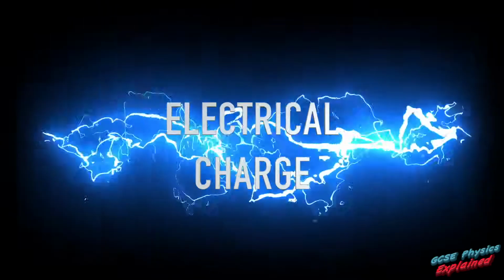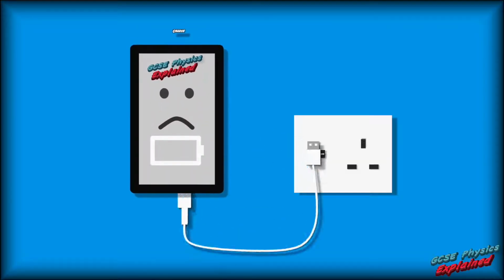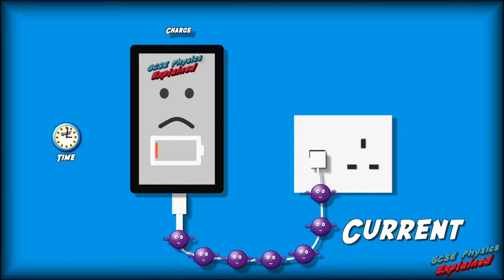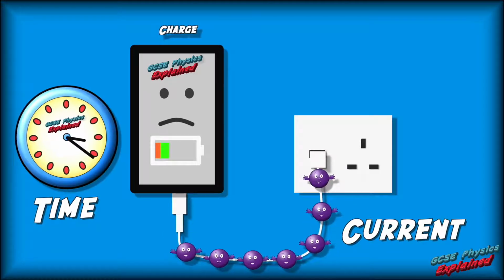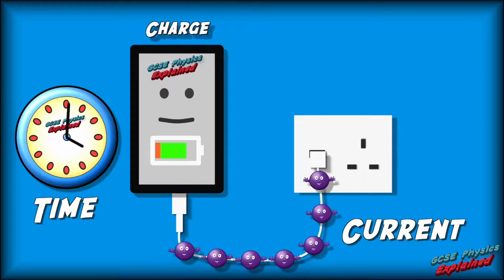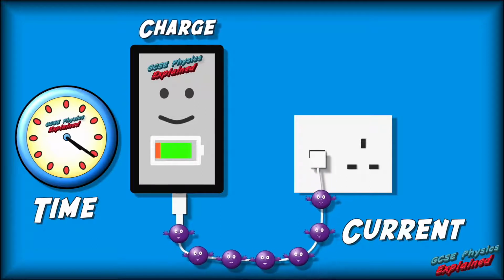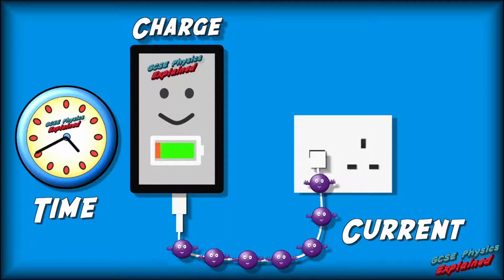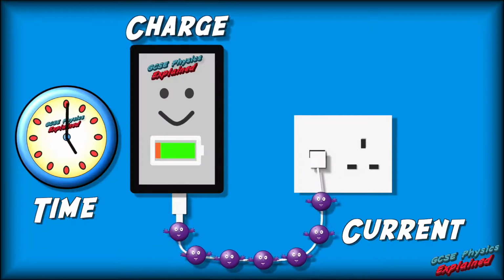Electrical charge. If you have a mobile phone, then you know how often they need charging. To charge a mobile phone, you need to let an electric current flow into the battery for a certain amount of time. The longer you leave your phone charging, the greater the charge it gets. So, from that understanding, we can determine that charge depends on current and time.